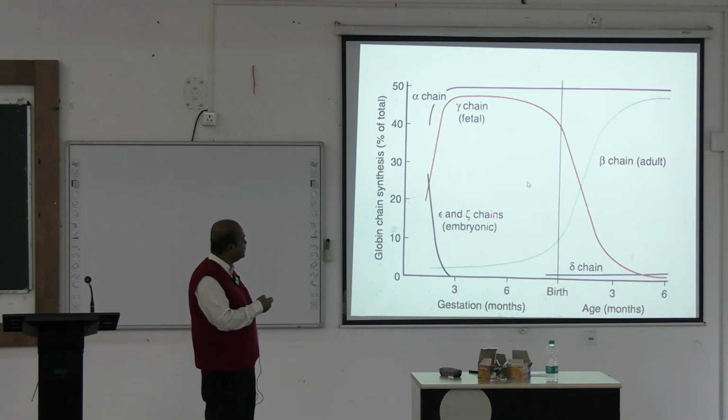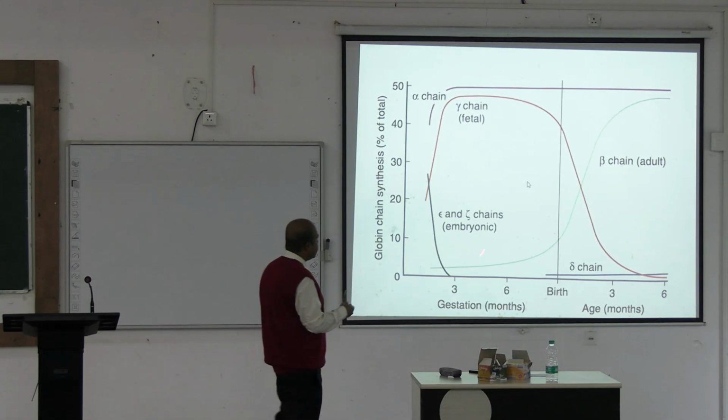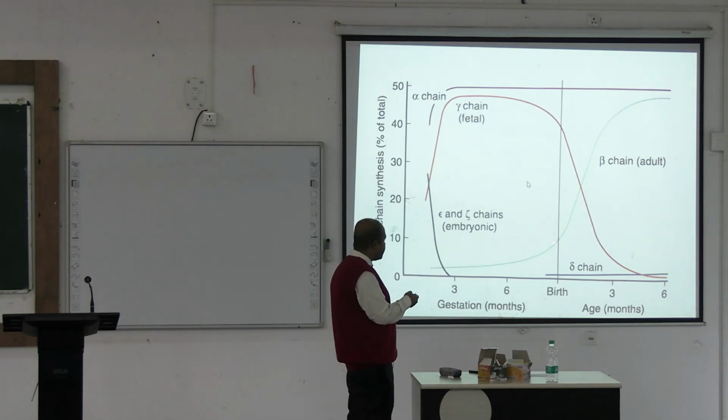Before 3 months, the epsilon and gamma chains are more prevalent. Epsilon and zeta chains, then the gamma chain, and in the adult, after birth, the beta chain takes the upper hand and alpha chains are already there. So it shows that in the adults it is alpha 2 beta 2.